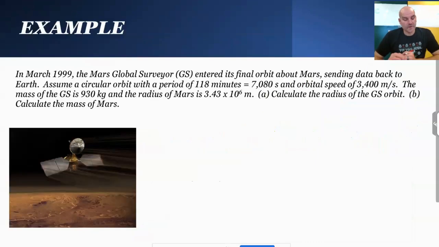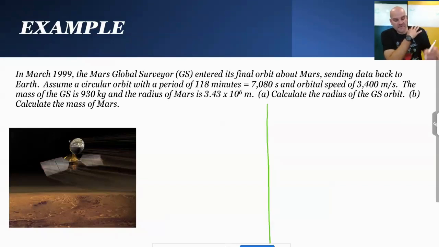Okay, so in March 1999, the Mars Global Surveyor, or GS, entered its final orbit about Mars, sending data back to the Earth. Assume a circular orbit with a period of 118 minutes or 7,080 seconds, an orbital speed of 3,400 meters per second. The mass of the GS is 930 kilograms. The radius of Mars is 3.43 times 10 to the 6th. Calculate the radius of the orbit and then calculate the mass of Mars.